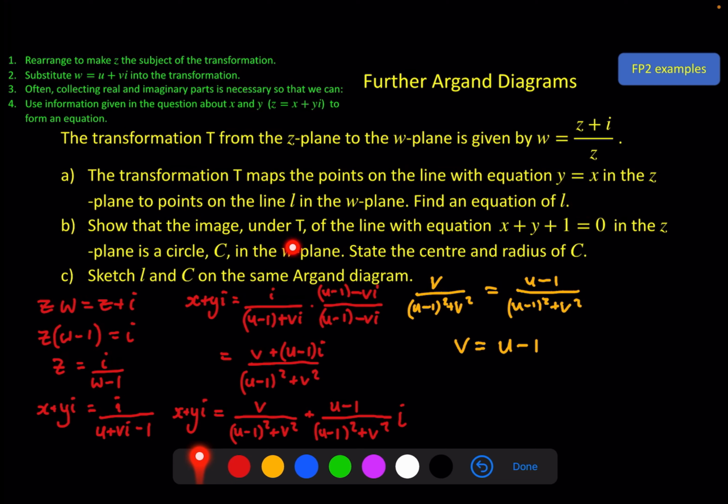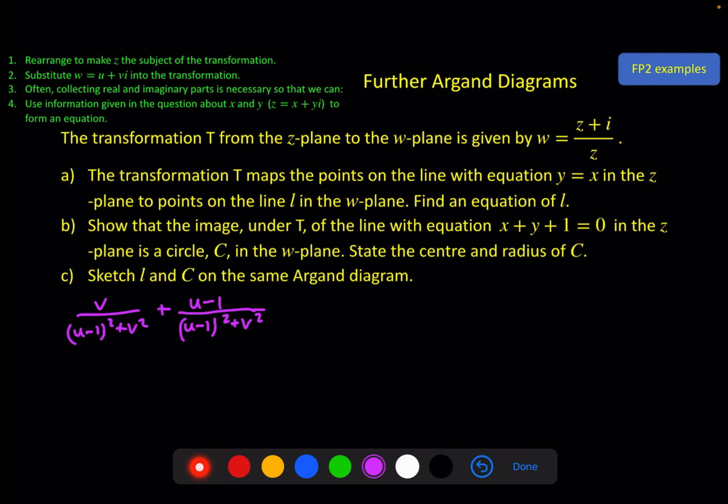Show that the image under T of the line with equation this in the z plane is a circle in the w plane. State the centre and radius. So we've got the same process here, it's the same transformation, which gets us to this same statement, but now instead of x equals y, we've got x plus y plus 1 equals 0. That means I take this part, this is my expression for x with v's and u's, plus y, the expression for y here, plus 1, and set that all equal to 0, rearrange that, and I should get a circle equation.